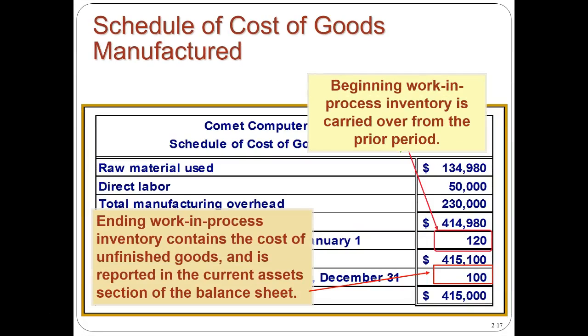Okay, so schedule of cost of goods manufactured, we have the beginning work in process inventory is carried from the last period. So where does that 120 come from? It comes from the last period, and the ending inventory of last period is the beginning inventory of this period. So ending work in process inventory contains the cost of the unfinished goods and is reported in the current assets section of the balance sheet. So there's going to be this 100 here. That's where that is coming from.